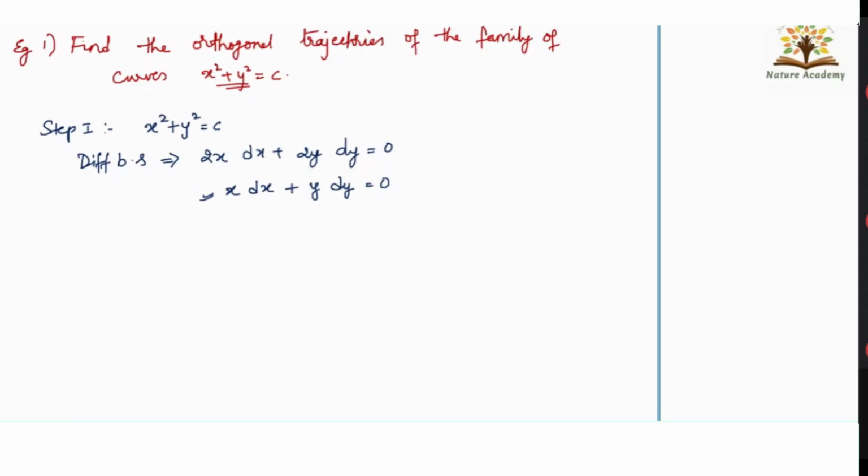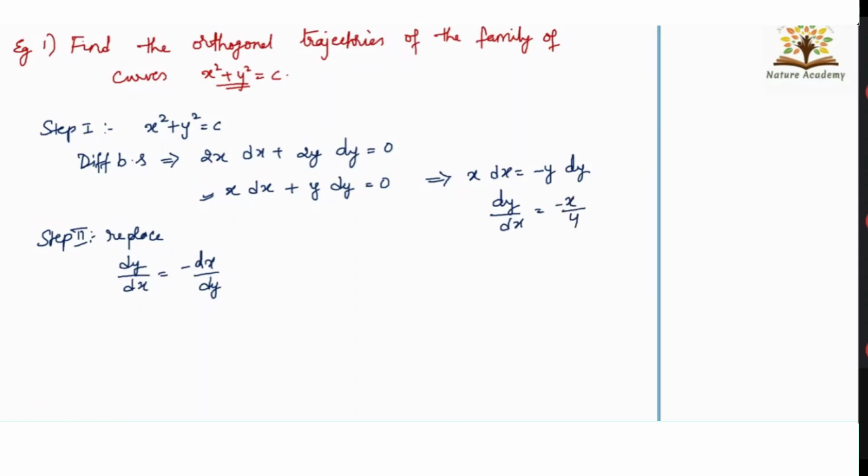Now you have to do step 2. You have to replace dy by dx with minus dx by dy. For that you have to do a little more here. What you will do? x dx equal to minus y dy, or dy by dx you can write as minus x by y. Now you can say this is the differential equation, because this is a standard form.